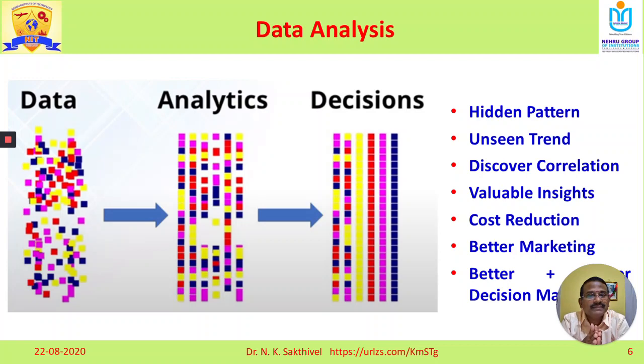What are the hidden parameters? What are the unseen, not noticed trends? What are the correlations between the parameters? We can find out. That is the advantage of this data analysis. And not only that, because of this, cost reduction is possible. For example, in my business, with data analysis I noticed that for a particular product, if I am investing money on it, I may not get profit, then why should I focus on it? So cost reduction is possible.